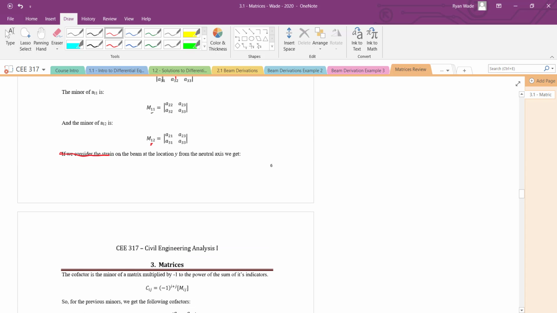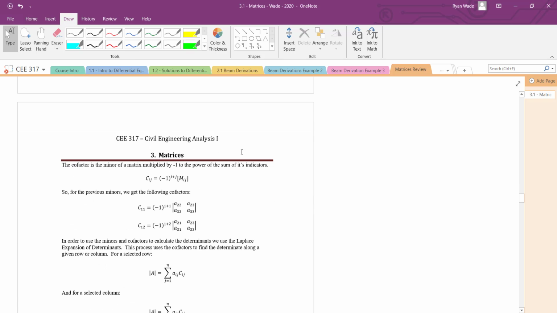Oops, I should remove this because it's from the other notes that I was using. So the cofactor is basically the minor of whatever area we're looking at times negative 1 to the number of rows plus the number of columns. So C11 is just minor 1, 1, M11, times negative 1 to 1 plus 1, right? So that's 1 plus 1. The cofactor 1, 2 is equal to the minor 1, 2 times negative 1 to the 1 plus 2. So it equals negative 3.